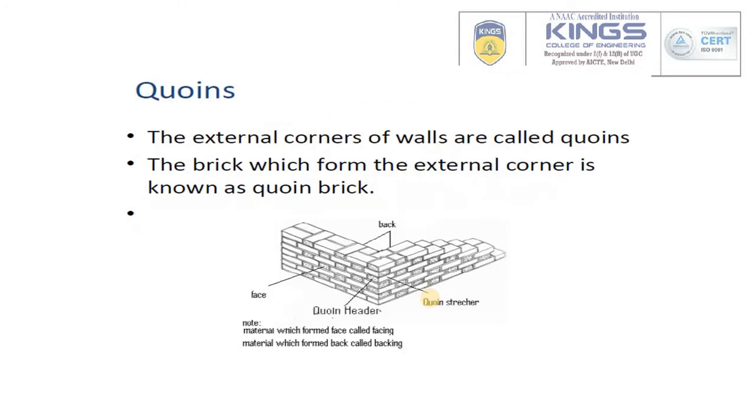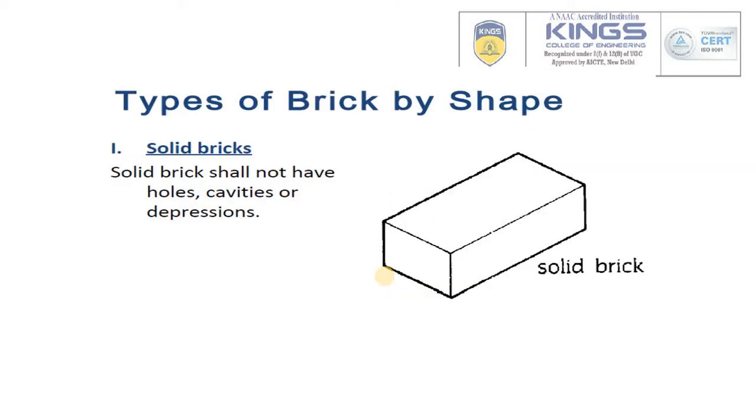After that, quoins. Quoins are the external corners of the wall. This block here is called a quoin. This is known as a quoin brick, the corner brick that completes the design. It looks like an L, and that L is completed with those bricks. Those bricks are called quoins.